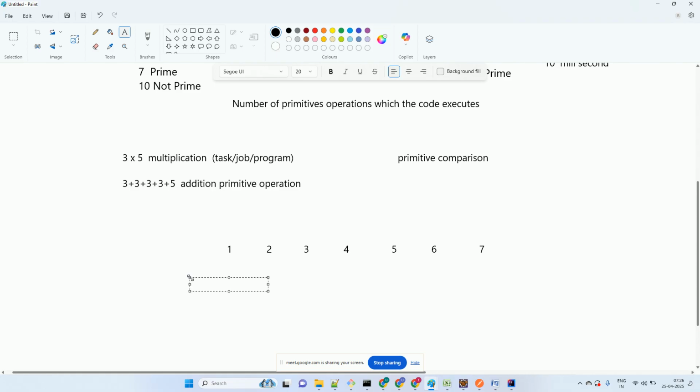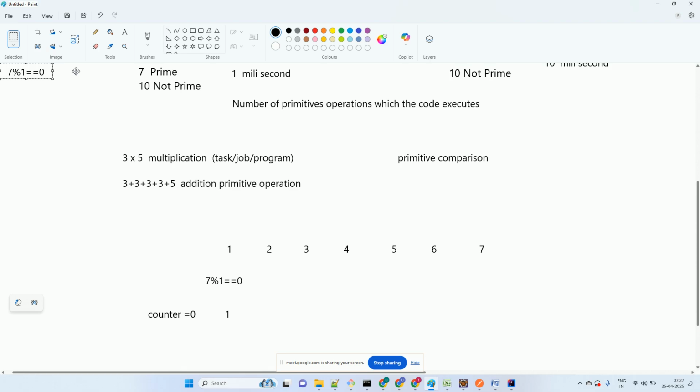So at every step I will check 7 mod 1. Does it give me 0? So I'll increment the counter. I'll take a counter variable, initialize it to 0 and increment it. So what will the counter become? 1. Then again I will keep on comparing 7 mod 2. Will it give me 0? So what is the primitive operation I am performing to check for prime? I am comparing, right?